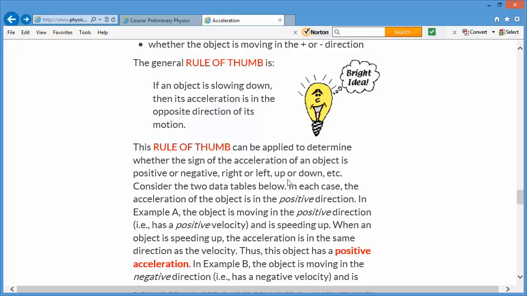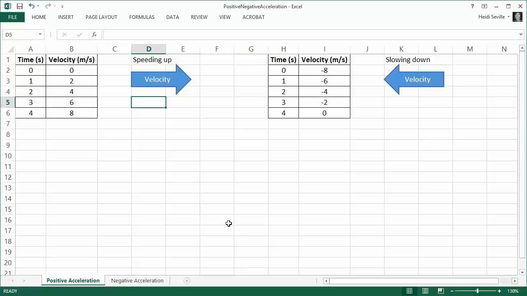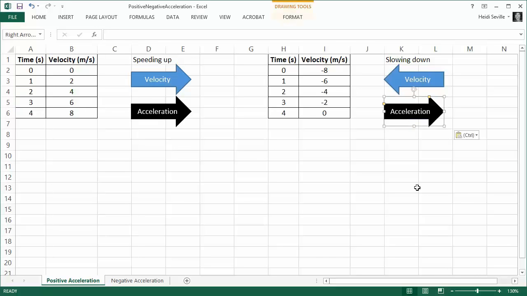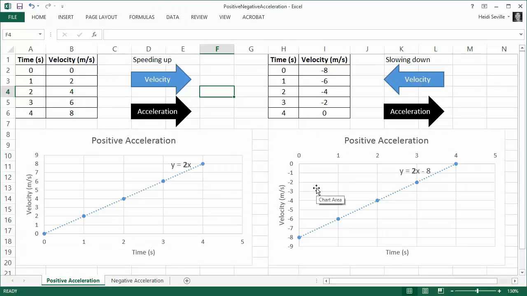If we go back to our rule of thumb, if an object is slowing down, then its acceleration is in the opposite direction of its motion. And recall that we said if an object is speeding up, then its acceleration is in the same direction of its motion. So for our first example, we know that acceleration is in the same direction as the motion because the object is speeding up. And in the second example, we know that acceleration is in the opposite direction to motion because the object is slowing down. So we've interpreted from our data tables that acceleration in both cases is positive.